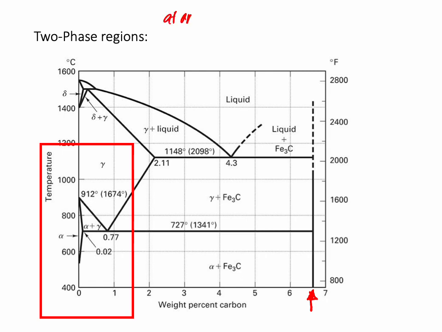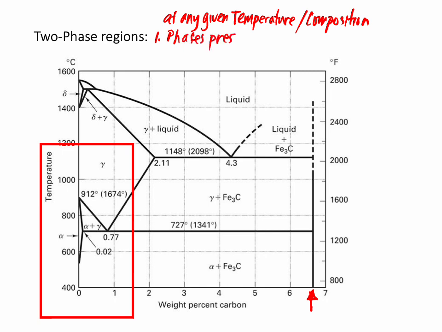At any given temperature and composition, what are the phases present? What's the composition of each phase present? And what's the relative amount of each phase present?